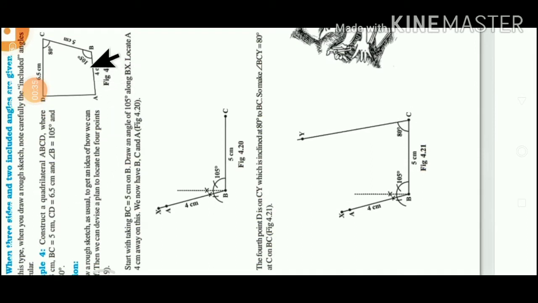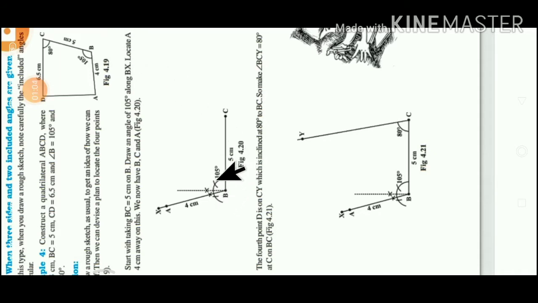Now let us see the rough figure first. Here AB is 4 cm, BC is 5 cm, this DC is 6.5 cm and angle B is 105 degrees, angle C is 80 degrees. Now let us start. First we will take BC of length 5 cm. Then this angle, see, this angle is of 105 degrees. So from here you have to draw the 105 degrees.